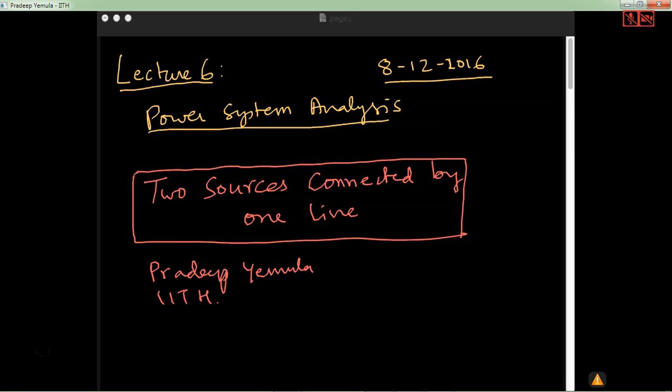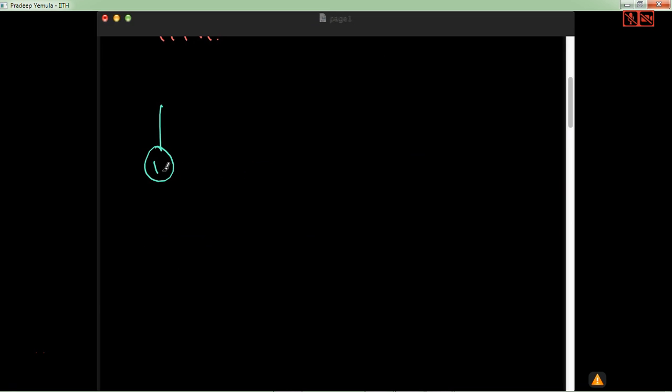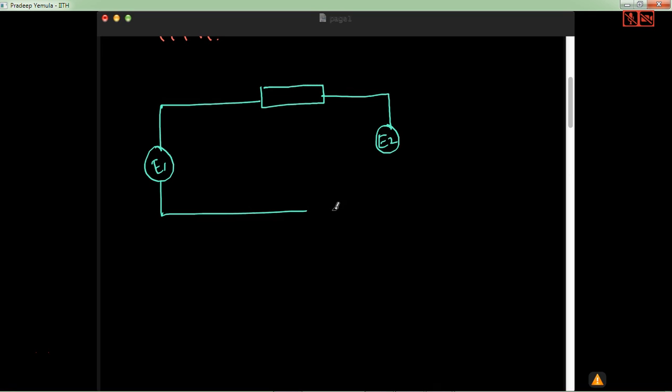Okay, so in the last class, towards the end, we had done one calculation. So we'll continue from there. I had an example where there is a source E1, a transmission line, and another source E2. Between these two sources the line is connected and power is flowing.